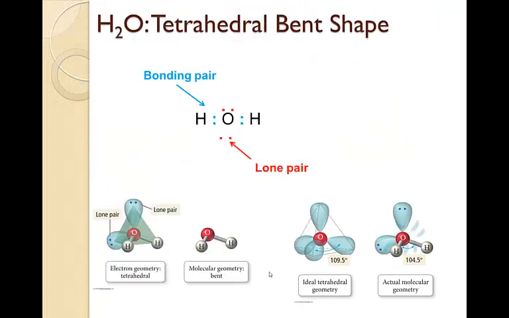So here's water as an example for the V-shape, or the bent shape. We have a bonding pair there, a bonding pair there, a lone pair here, and a lone pair here. So what's happening is those lone pairs are bouncing off of each other more, pushing these two hydrogens closer together. And so instead of 109.5, it's 104.5.